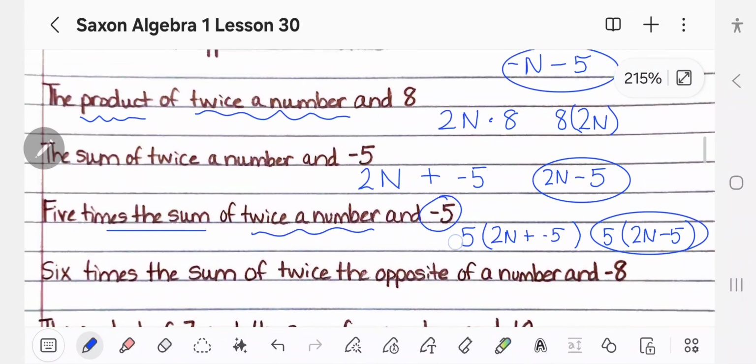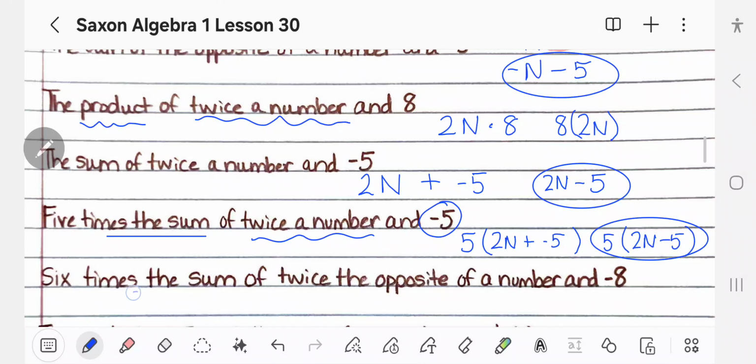They get a little longer, don't they? 6 times the sum. So we're going to indicate that they need to do the sum first with some parentheses. So I really don't need that little multiplication symbol because this up against the parentheses will indicate multiplication. So 6 times the sum of twice the opposite of a number. Wow. Twice the opposite of a number. The sum of twice the opposite of a number and, I'm going to move this, negative 8.